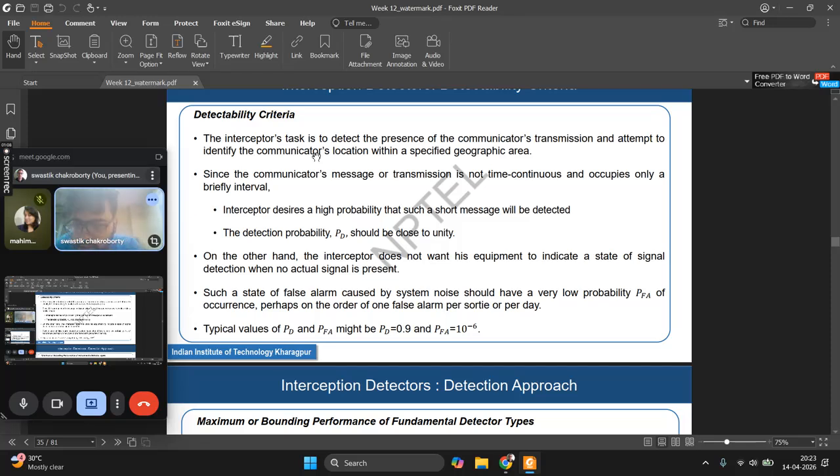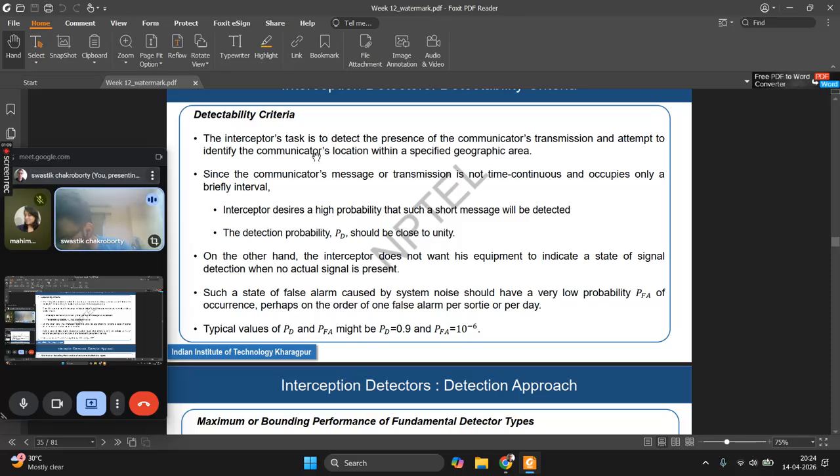But on the other hand, the interceptor does not want his equipment to indicate a state of signal detection when no actual signal is present, which is called a false alarm. Of course, no one wants a false alarm. Such a state of false alarm caused by system noise should have a very low probability of occurrence. So the PD should be as close to 1 as possible and the PFA should be as close to 0 as possible.